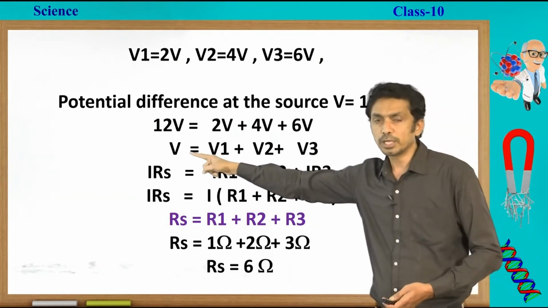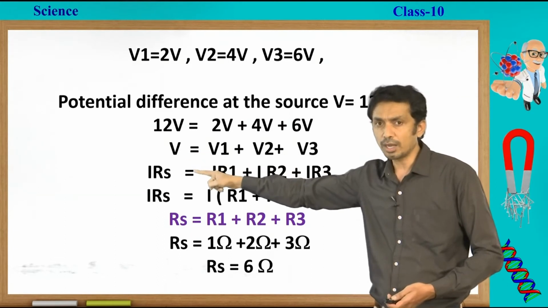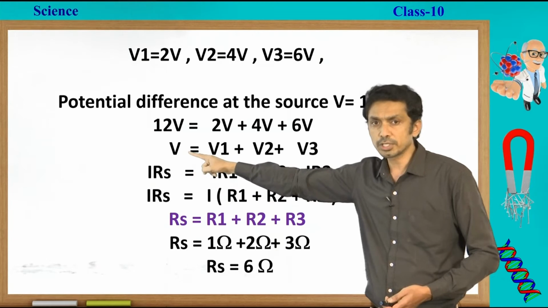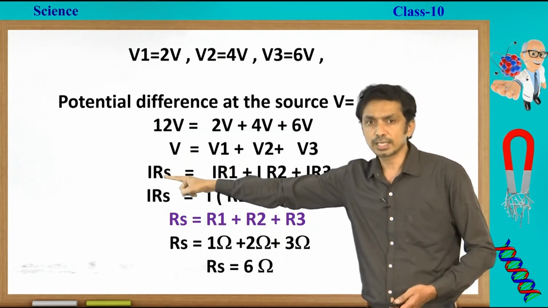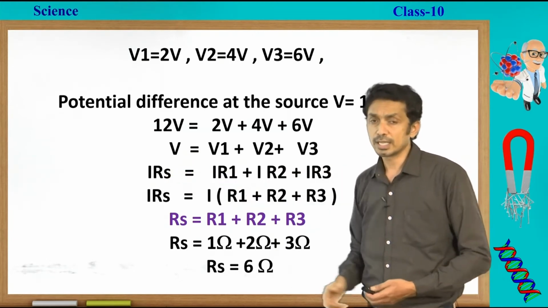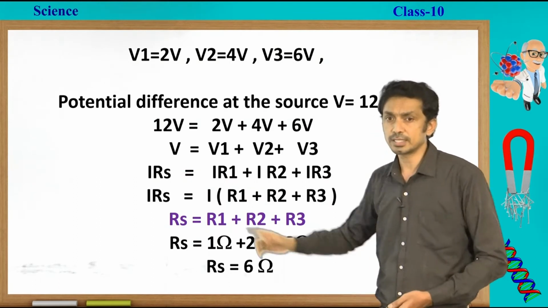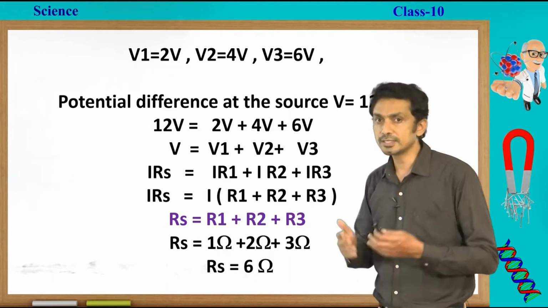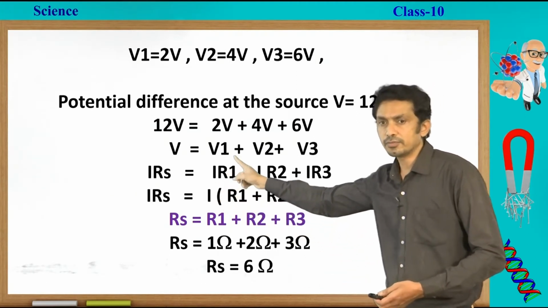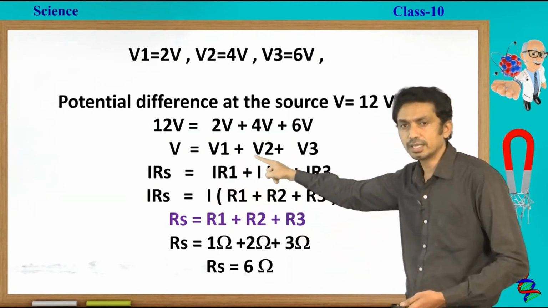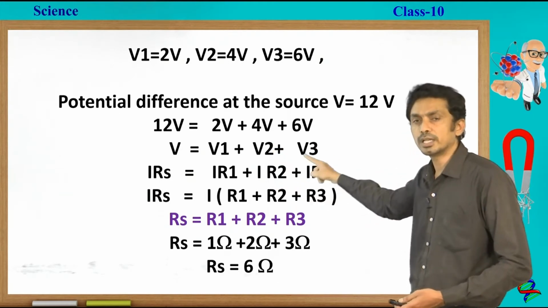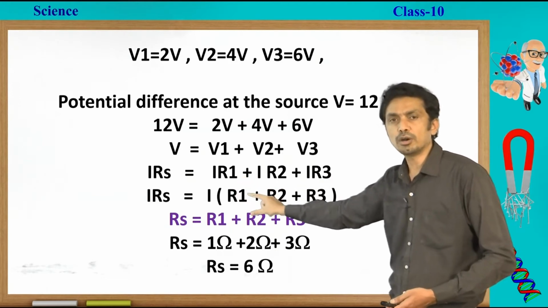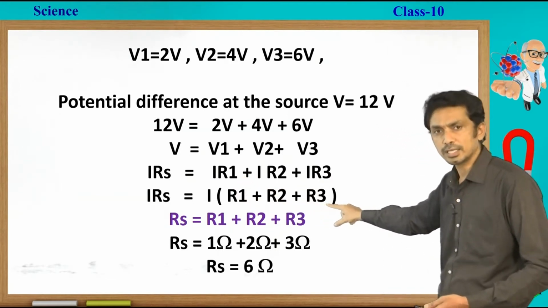Now by Ohm's law we know V is equal to I into R, right? So this is the total potential difference, that is why we have taken total current I and total resistance Rs, that is the equivalent resistance. Rs means equivalent resistance when the resistances are connected in series. So here we have written down I into R1 for V1 by Ohm's law, again by Ohm's law I into R2, and I into R3. So by taking I common we have got I into R1 plus R2 plus R3.